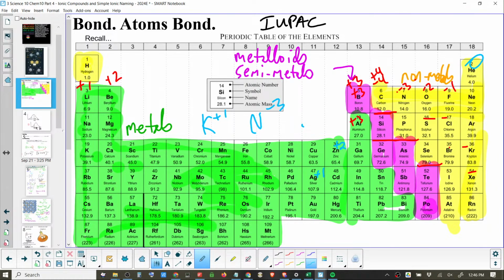So if I have potassium nitride, what number do both 3 and 1 go into? 3. So we need 1 of those and 3 of those. K3N.